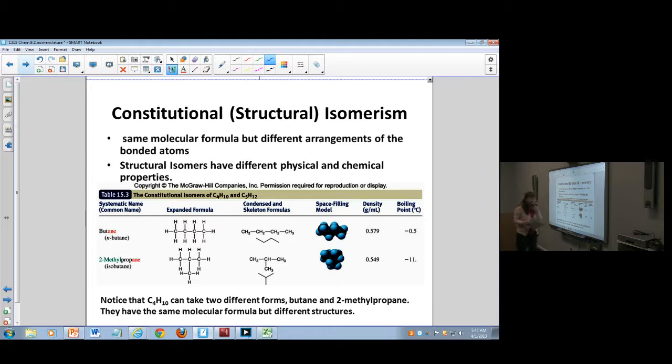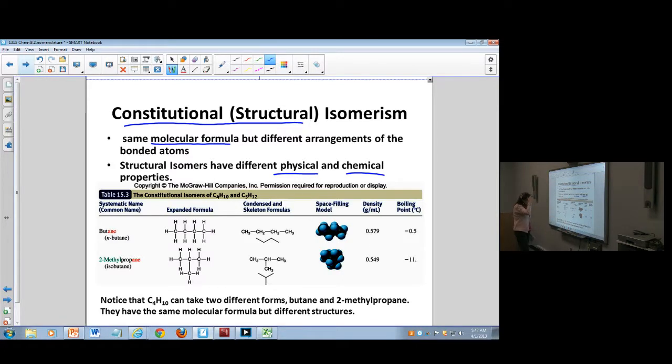So we're going to talk about constitutional isomers. Those are structural isomers. Isomers means they have the same molecular formula, but the bonded atoms are arranged differently when they're constitutional or structural isomers. And when they're structural isomers, they have different physical and chemical properties.